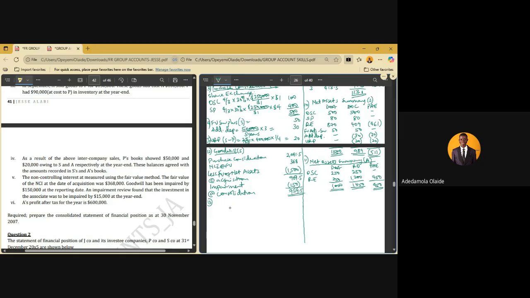Is the case settled now? Yes. So NCI. What is the value at acquisition? 368. Then share of post acquisition earnings. We will have 20% of negative 511, and that will give us how much? Share of impairments also, because NCI is measured at fair value. So that will be 20% of 150.